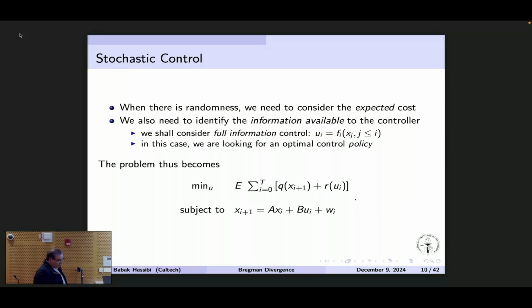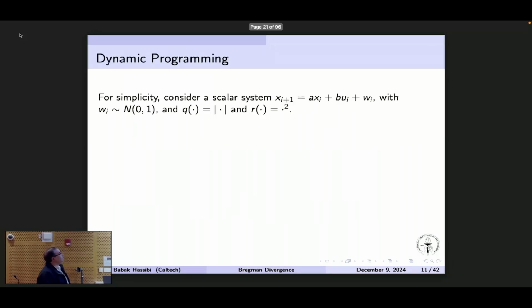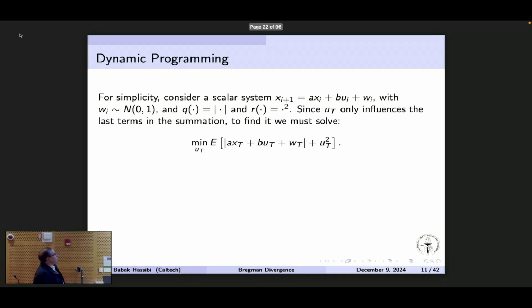Now I want to convince you that even though this looks very easy, it's easy to write, it's actually very difficult to solve. To show the difficulty, I can use just a very simple toy example. Let me assume the system is scalar. X is a scalar, control is a scalar, the noise is a scalar. Let's assume it's Gaussian, standard normal. I'm going to assume the cost on the control is simple quadratic, and the cost on the state is the absolute value, so it's the one norm for a scalar. And you'll see already this will become complicated.